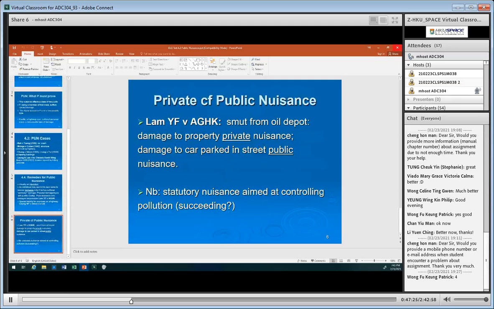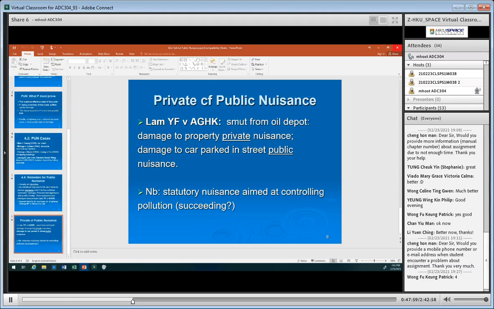And then comparing and contrasting private and public nuisance. I've got a case there of Lam Yuk Fung and the Attorney General, which is in your course manual, top of page 114. Again, smut from an oil depot caused, sorry, I'm not sure if that's actually the same case, but I think it's a very similar name, anyway.